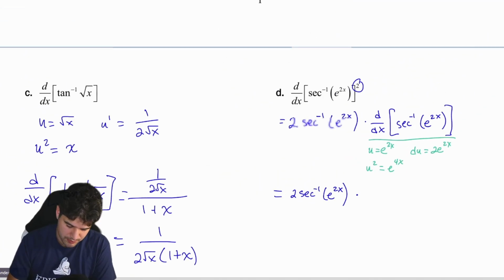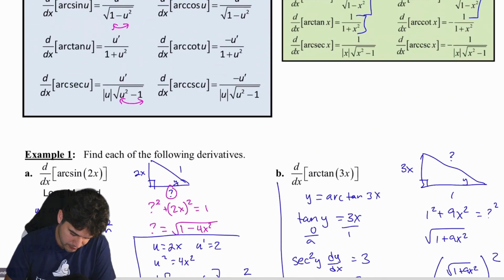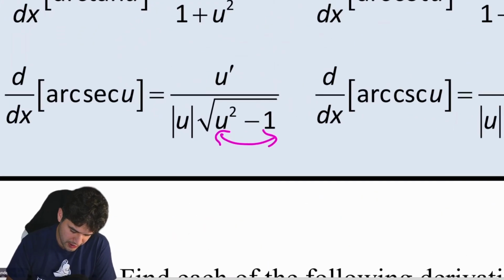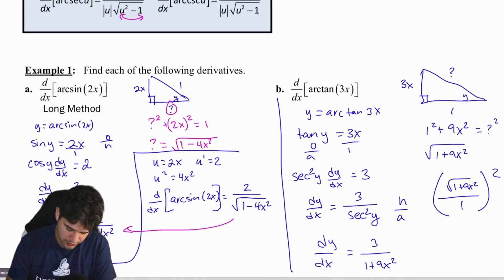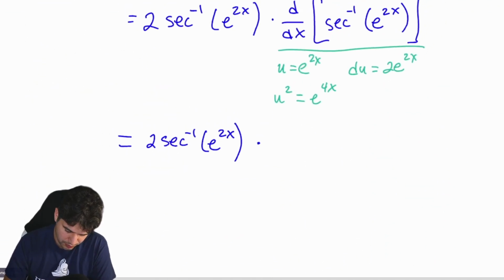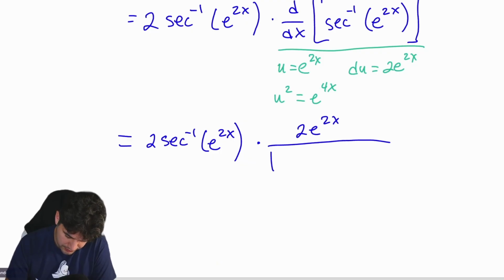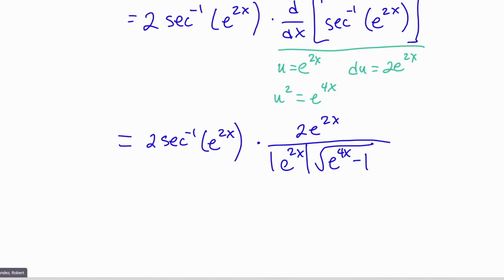So then again, memorization technique, let's say you memorize these inverse secant rules, okay? So arc secant is u prime over absolute value of u, square root of u squared minus 1, okay? So we're going to write that over here. U prime is going to be 2e to the 2x over absolute value of u, so e to the 2x times the square root of u squared, which is e to the 4x minus 1. Well, the absolute value here doesn't really change anything.